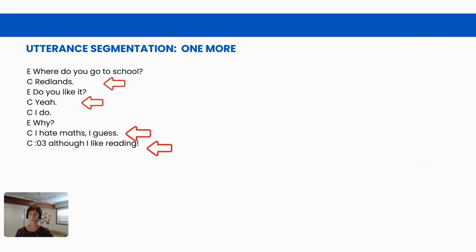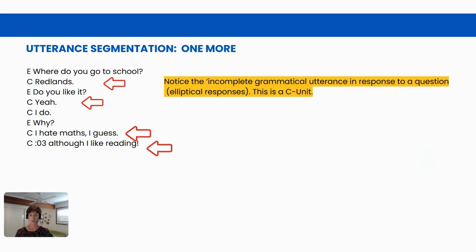Now let's look at a few more rules. "Where did you go to school?" asked the examiner, and the child says, "Redlands." So remember, this is just an incomplete grammatical utterance, but it's in response to a question, so we call it a C unit. The examiner says, "Do you like it?"